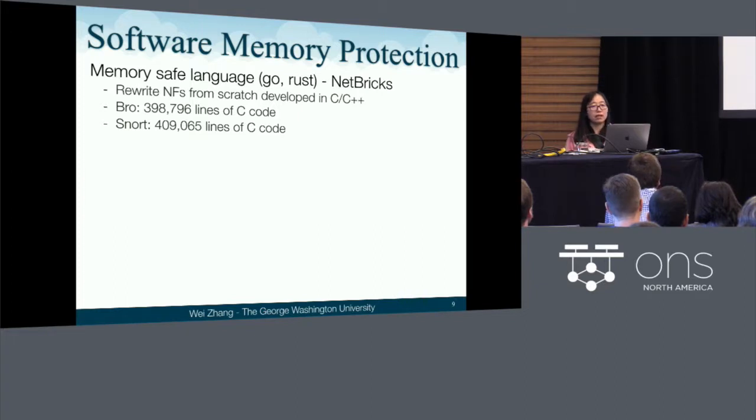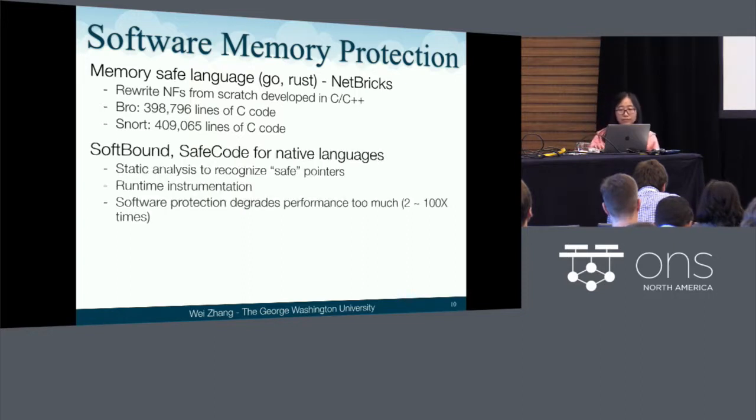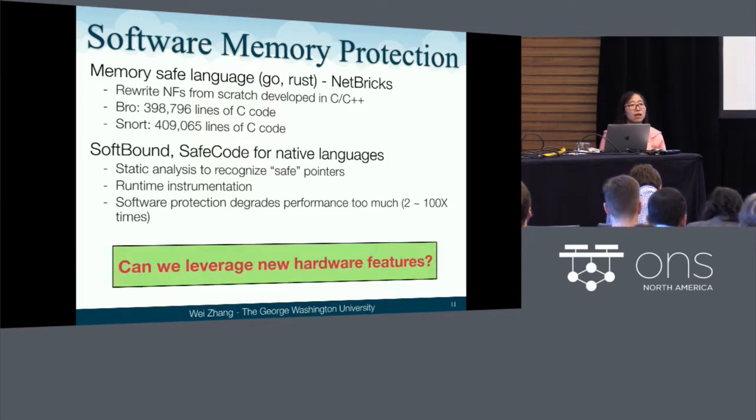However, many existing network functions are already implemented in C. For example, Bro or Snort has about 400,000 lines of C code. Rewriting them from scratch will take a long development cycle. SoftBound and SafeCode use static analysis and runtime instrumentation to provide isolation. This pure software isolation degrades the performance too much, from 2 to 100 times. Can we leverage some new hardware features?